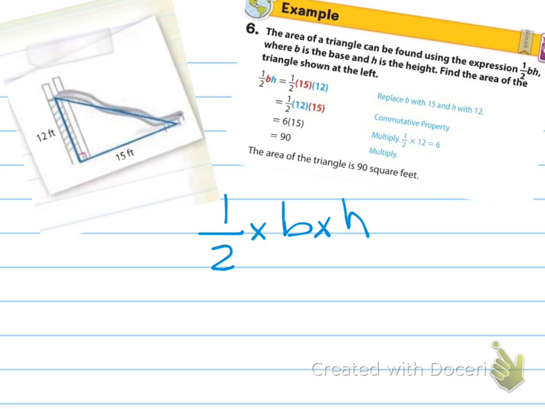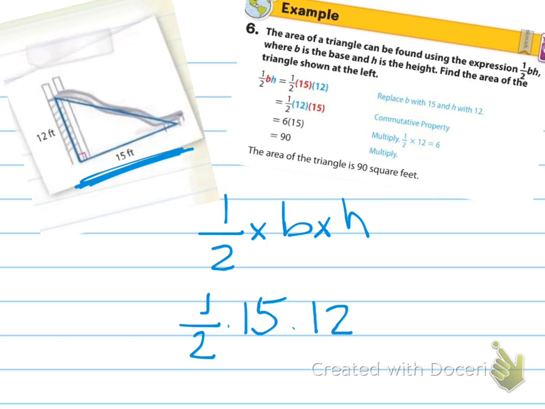Then you're going to fill in the base. The base is usually the bottom. So we're going to do 1/2 times 15 times, and then the height is 12. Here's the thing. If I leave it like this, I'm going to have to find 1/2 of 15. That would be my first step, because I would work from left to right. But obviously finding 1/2 of 15 isn't going to be an even number. Wouldn't you rather find 1/2 of 12? Because 1/2 of 12 is an easy number, right? Yes, it is.